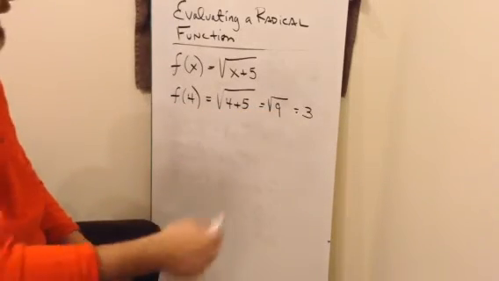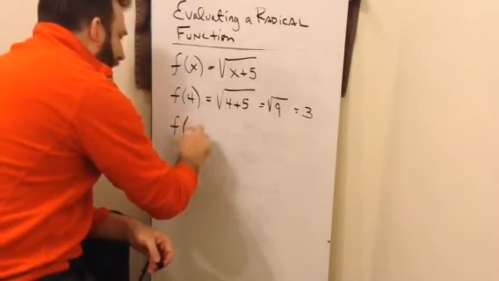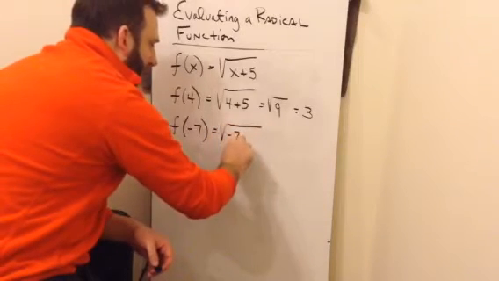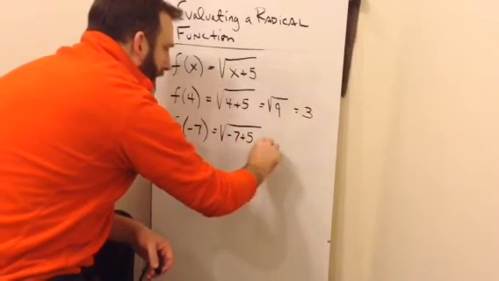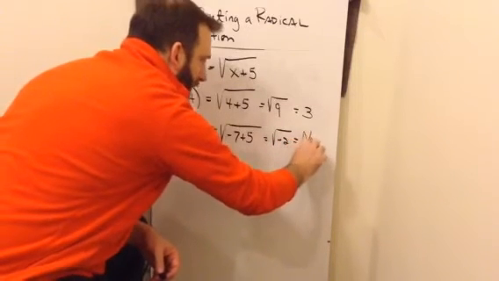Well, we can go through and we can repeat that. What if I plug in negative 7? Well, it gives me negative 7 plus 5. That gives me square root of negative 2. Hopefully you're saying, well, that's a no real solution.